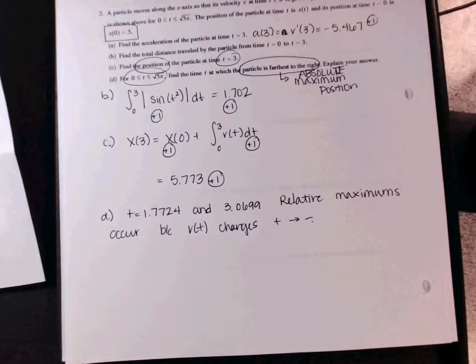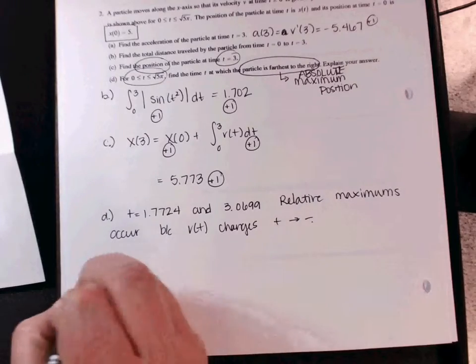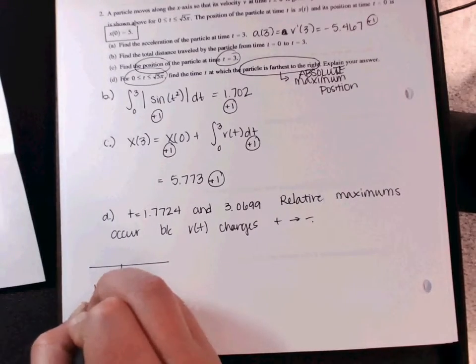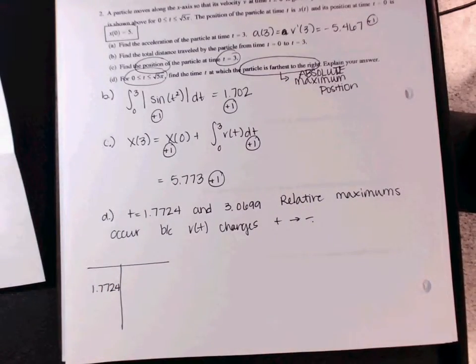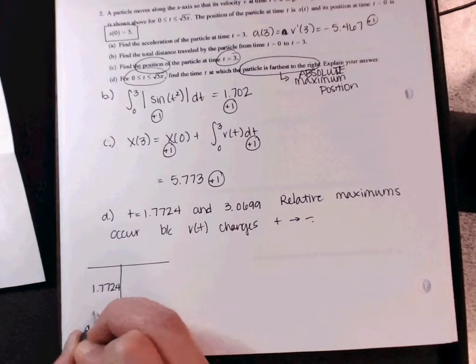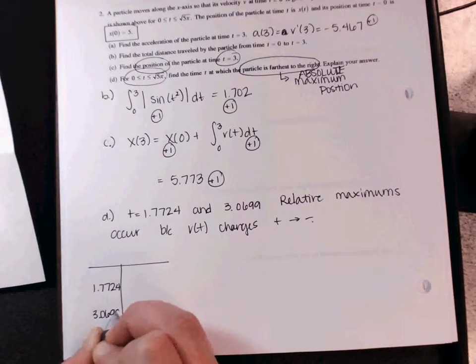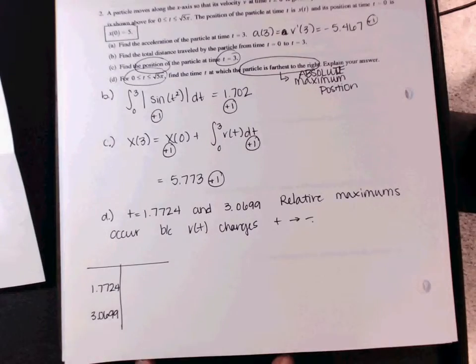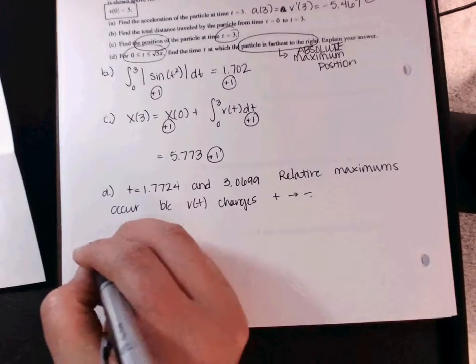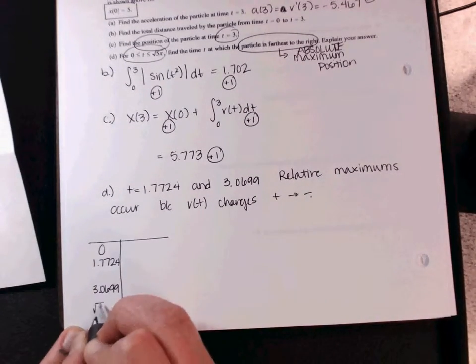What goes in the chart? Okay, my critical points, so 1.7724 and 3.0699. And then what else? 2 other values. 0 and root 5 pi.